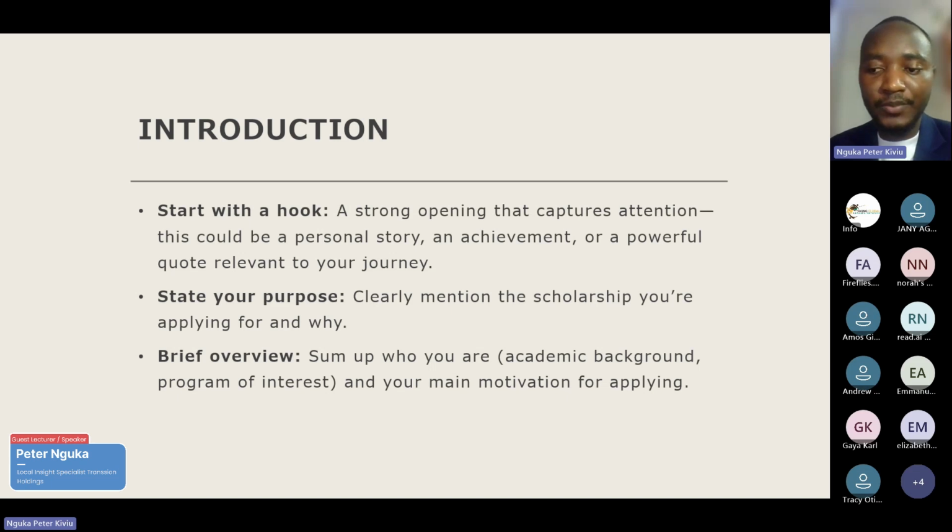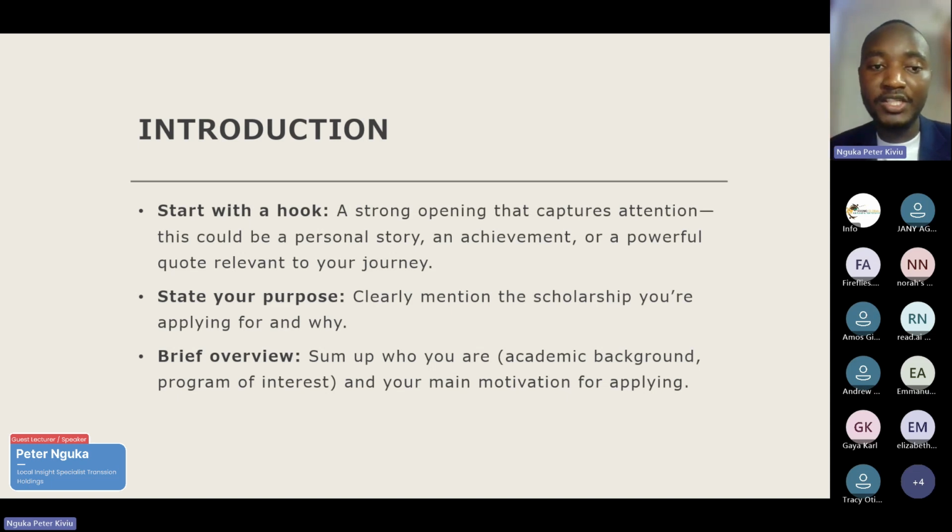So in the introduction, you might be asking yourself, how do you start when doing these applications? It's important that you start with a hook, some strong opening that captures the attention. This could be your personal story, an achievement, or a powerful quote relevant to your journey. It's important because these people read lots of applications. For example, for the Chevening scholarship, more than 6,000 people across the world apply, and there were less than 1,000 people in the very end. So it's very, very important that you know how to make sure your introduction captures the attention of the reader.